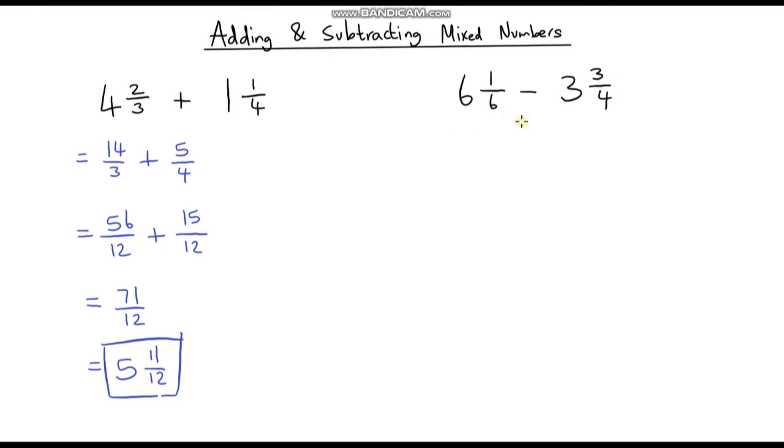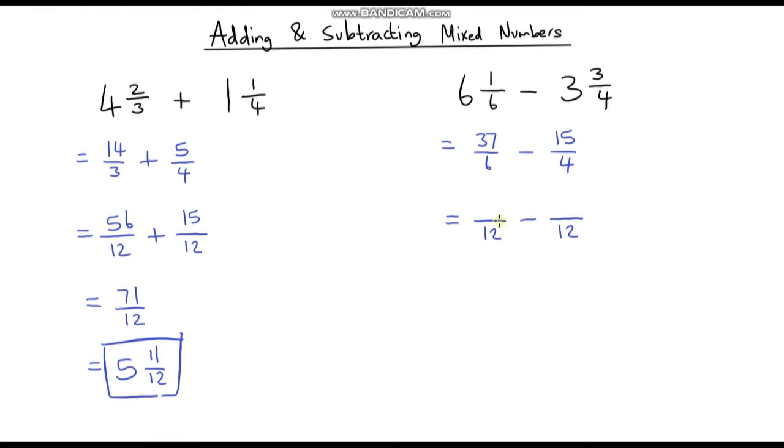So again, the first thing to do is convert them both to improper fractions. So 6 times 6 is 36, 36 plus 1 is 37, so it's going to be 37 over 6. And then 3 3/4, well, 3 times 4 is 12, 12 plus 3 is 15, so it's going to be 15 over 4. So now we just need to subtract these fractions, and the first thing to do is find the lowest common multiple of 6 and 4, which is 12. So we're going to convert both of these fractions into equivalent fractions where the denominator is 12.